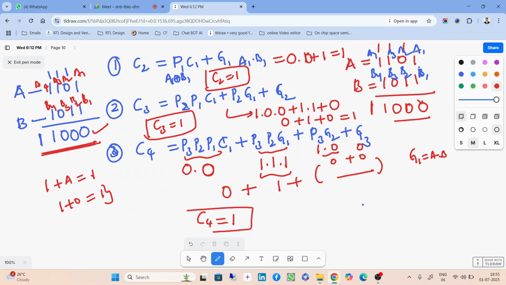So here also see, C4 what you got? 1. Is it fine? Is it verified? Theoretically, I got C4 as 1, and with this equation I considered, I got C4 as 1. Is it fine? Yes, sir. Just note down.